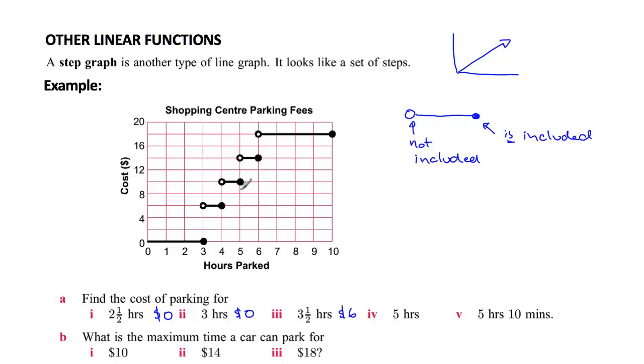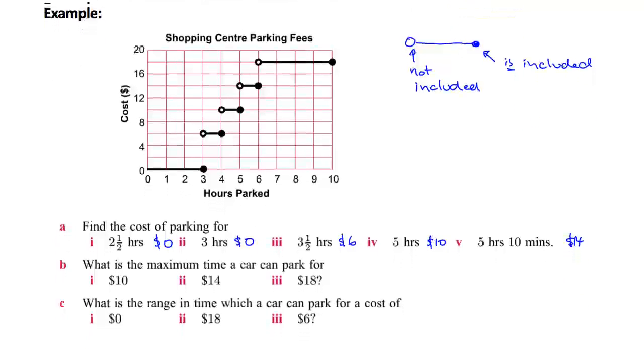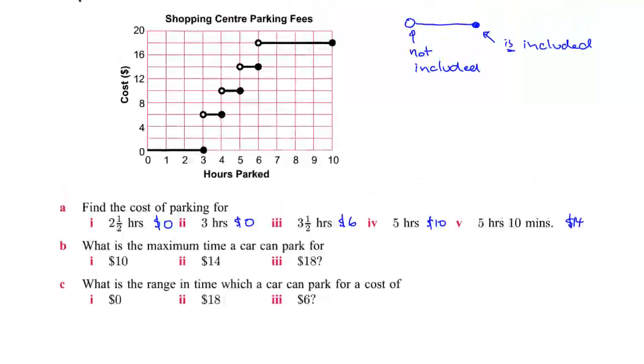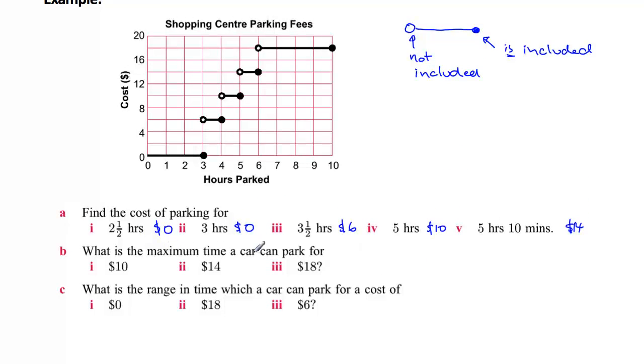5 hours, that includes this one. So for 5 hours parking, we're looking at $10. And if we go just over 5 hours by a few minutes or even just a minute, it takes you to the next level. So that would take you right up to $14. So you can see that these are called step graphs because of the jump up in the reading of these things. All right, so it says, what is the maximum time a car can park for $18?